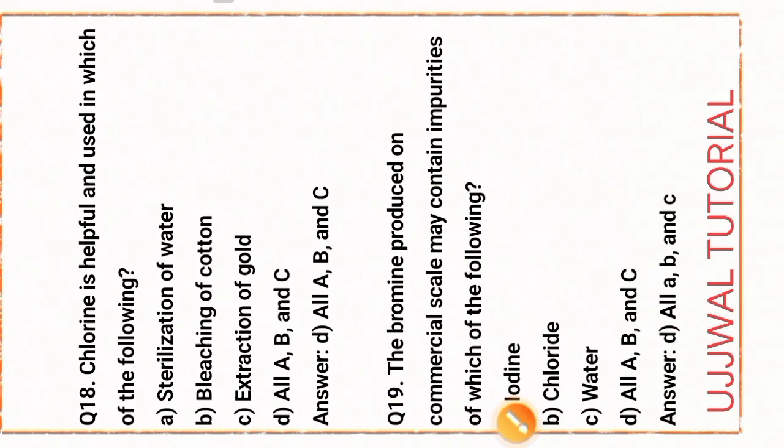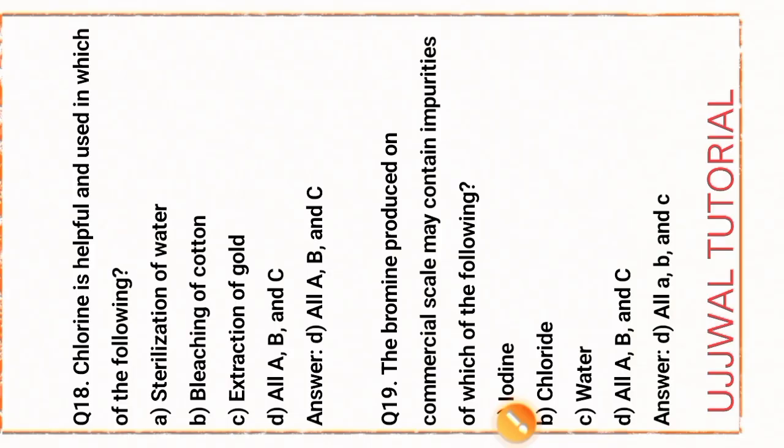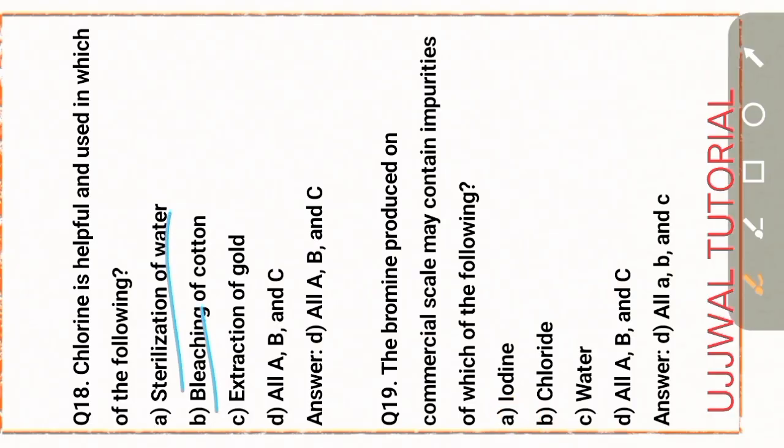Next, question number 18. Chlorine is helpful and used in which of the following? Option A, B, C, that is, option D is the right answer. So sterilization of water, bleaching of cotton, that is option C, extraction of gold.